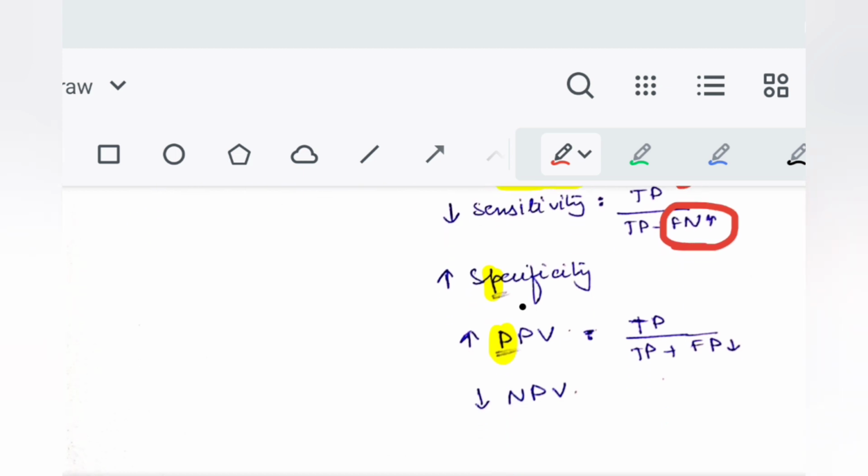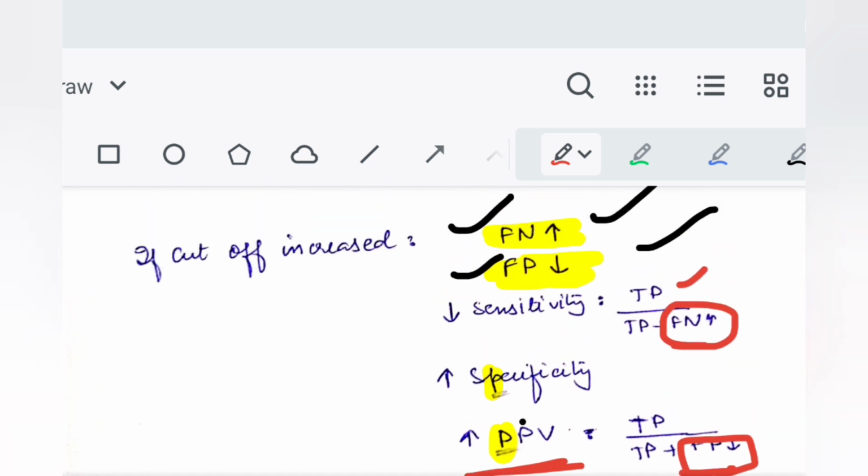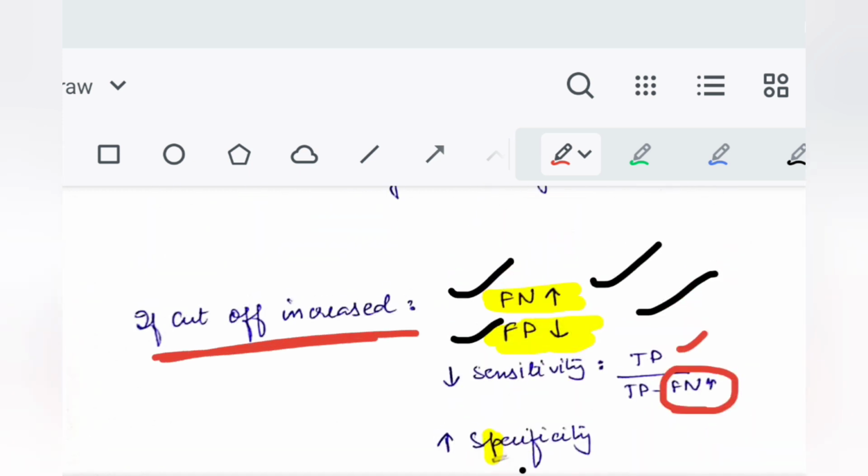Now what happens to the positive predictive value? Positive predictive value means true positive by true positive plus false positive. False positive is decreasing, therefore the denominator is becoming smaller, so this will increase. Positive predictive value will increase. The opposite will happen in the case of negative predictive value. So this will be the effect of an increased cutoff in the case of a screening test.